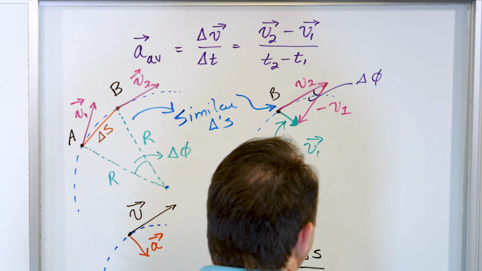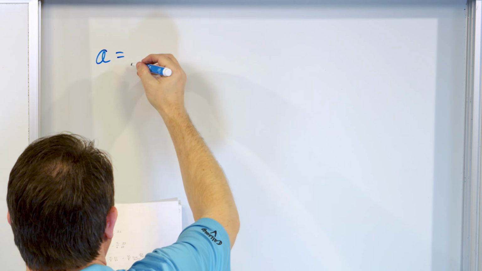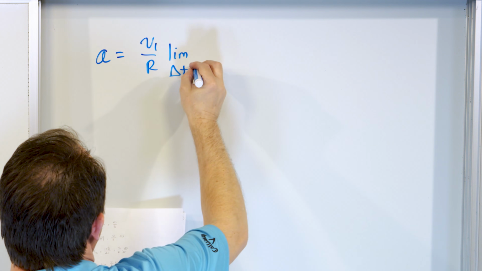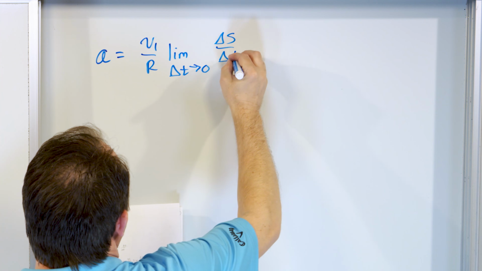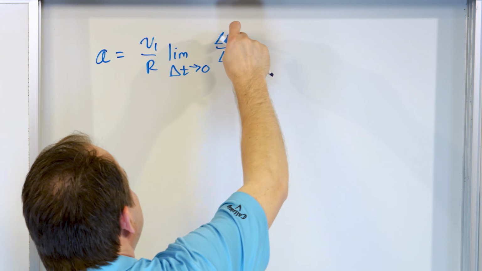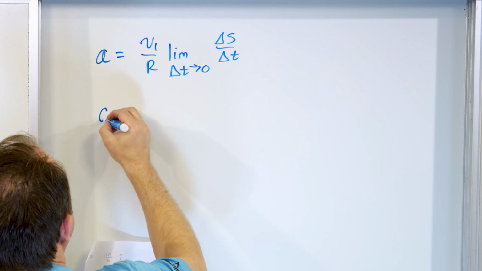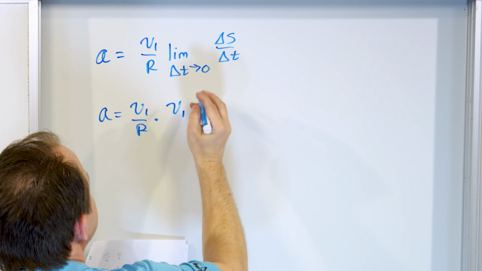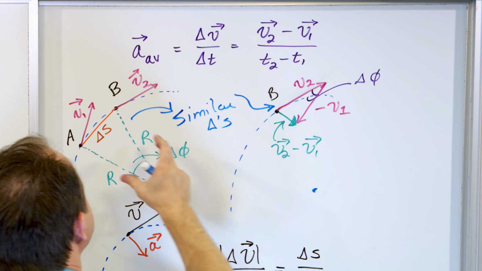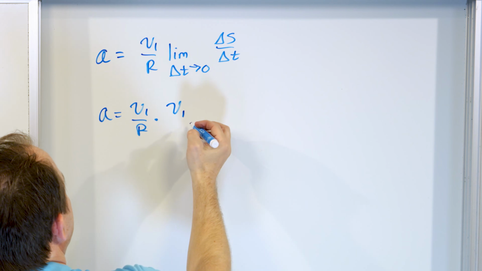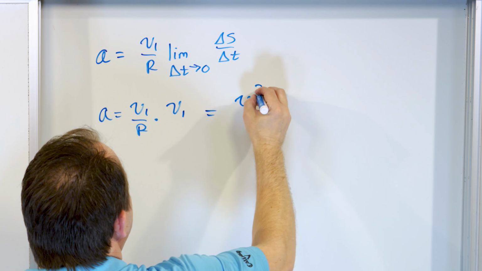So let me go on the next board and write down where we ended up. We basically said that the acceleration was going to be equal to V1 over R times the limit as delta T goes to 0 of delta S over delta T. But we just said that when we take the limit of delta S over delta T, as everything gets small, that's just the speed of the particle. So A is V1 over R, and we can call this entire thing V1, since how S changes, the distance between these points divided by the time, is just the speed of the particle. So this is V1 here. And what do you get here? You get V1 squared over R.